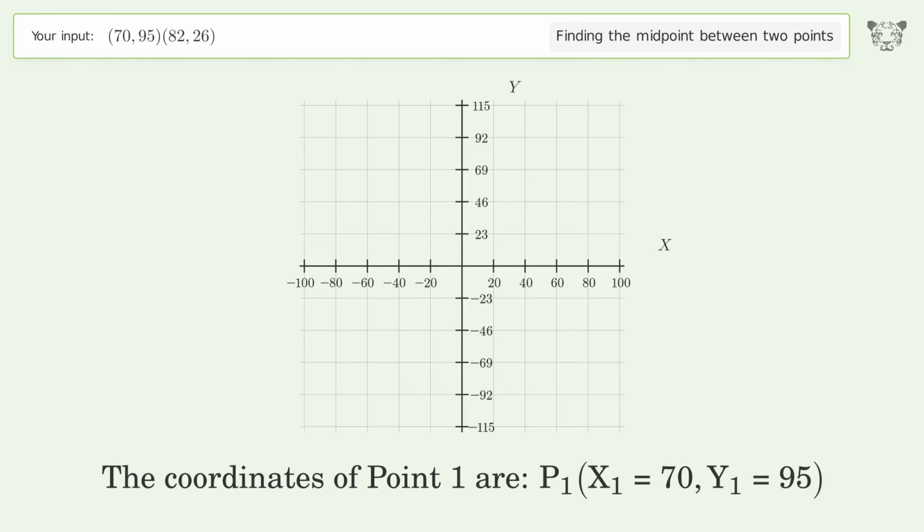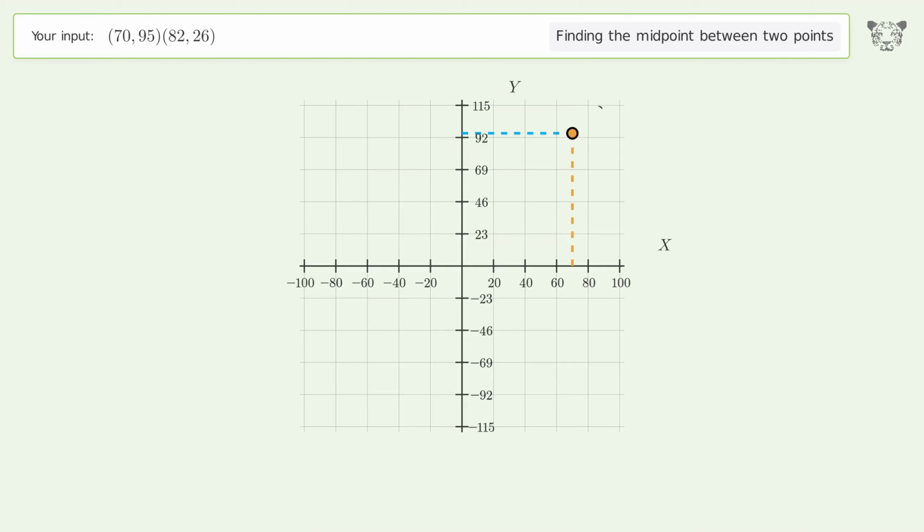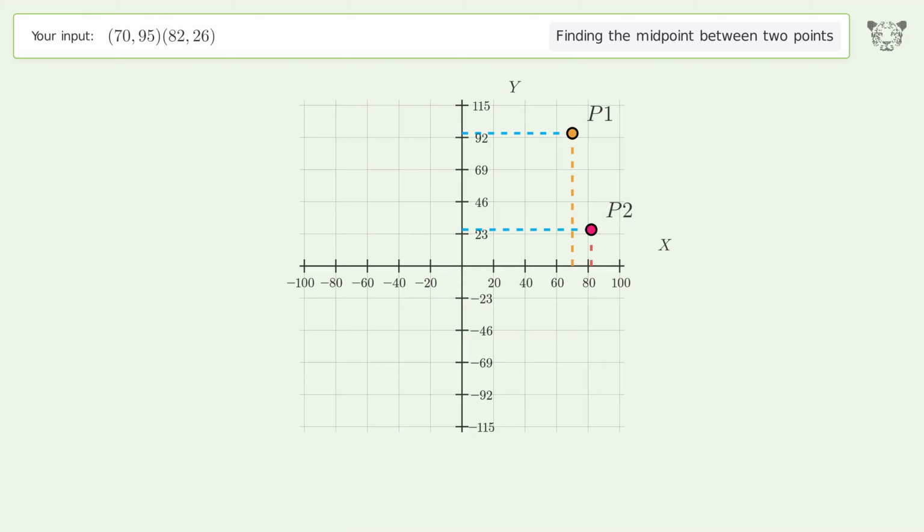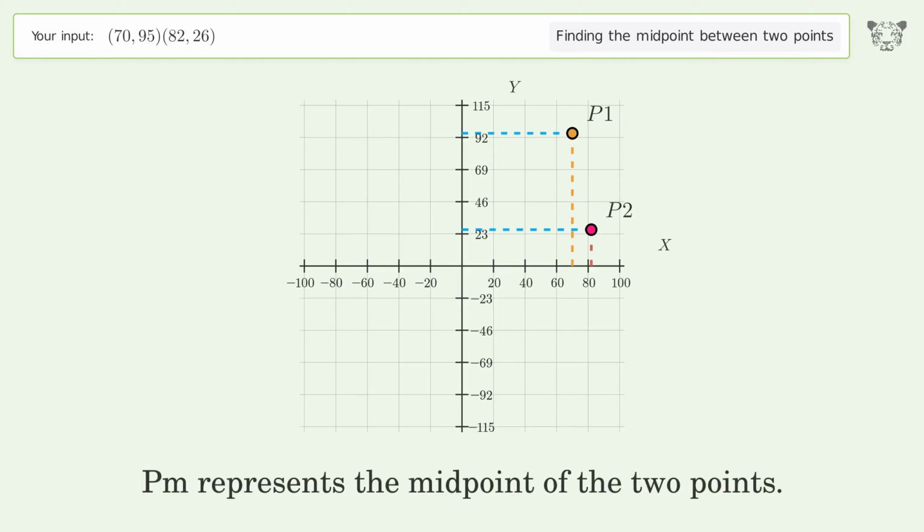The coordinates of point 1 are, x1 equals 70, y1 equals 95. The coordinates of point 2 are, x2 equals 82, y2 equals 26. PM represents the midpoint of the 2 points.